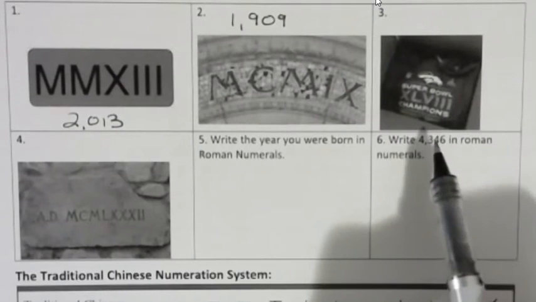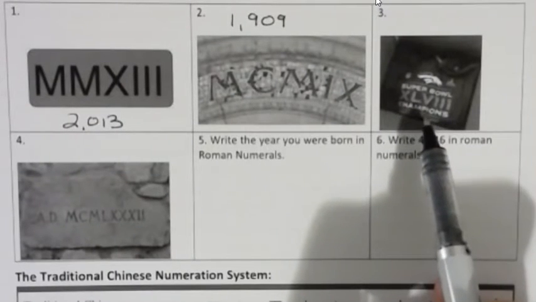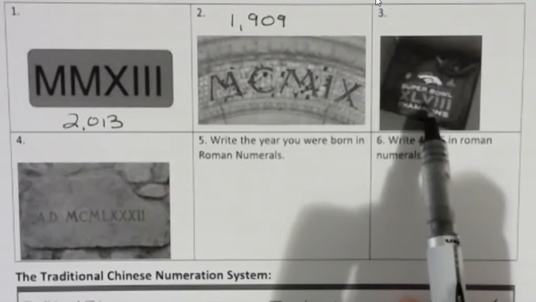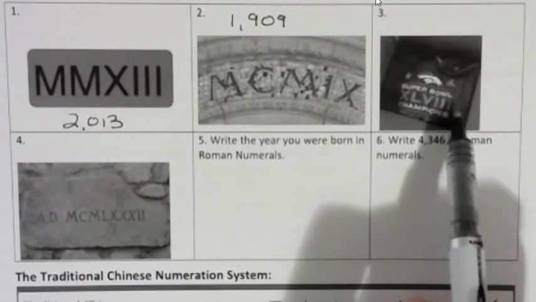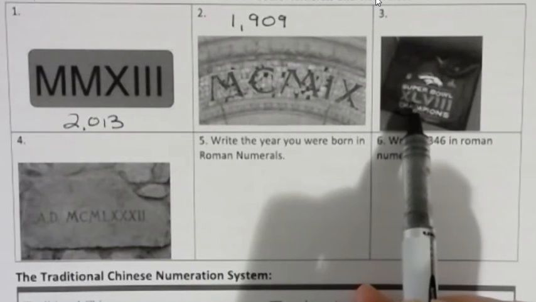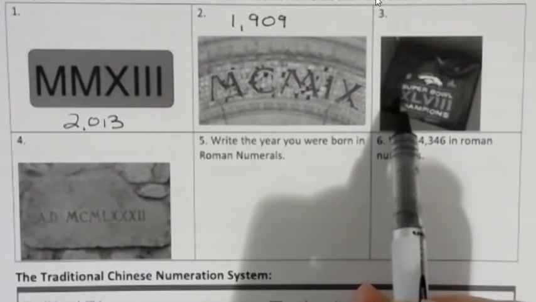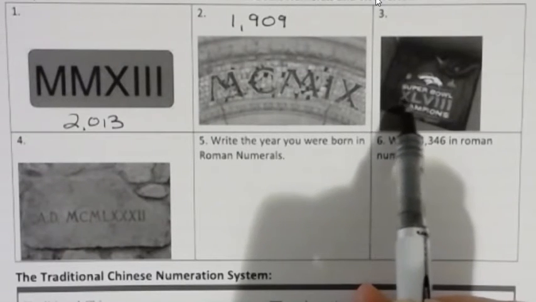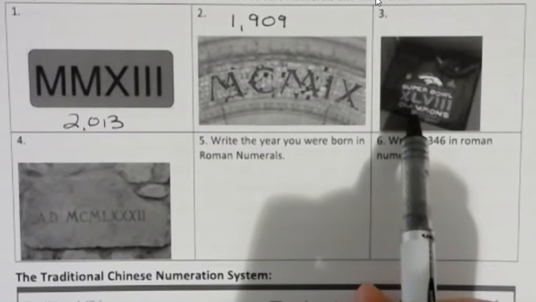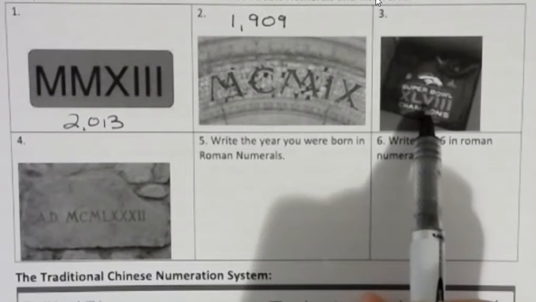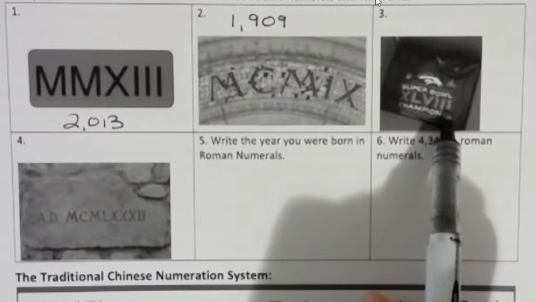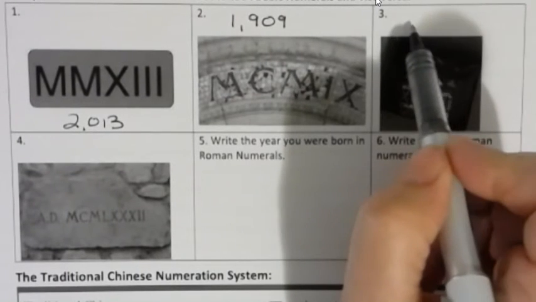The next one has to do with Super Bowl champions. I don't know who the champions were this year, but it says XLVIII. Well, L is 50 and X is 10. So the 10 is on the left side. The smaller number came first. That means we subtract it from this value. So we take 10 away from 50 and we get 40. And then we have 5 followed by 3 I's, so that's 5, 6, 7, 8. So we have Super Bowl 48.